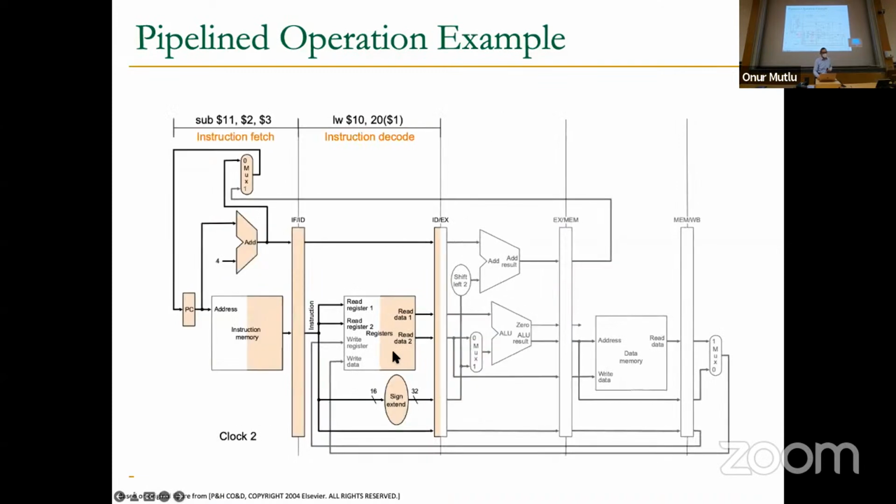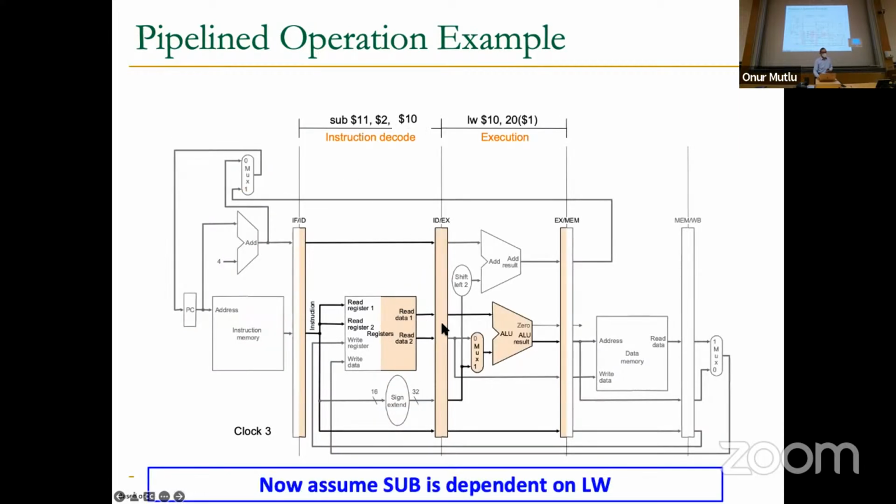For example, this load word, when it's going to write to register 10, resets the valid bit for register 10. And then when the subtract is going to read from register 10, it checks the valid bit. If the valid bit is 0, then it says, oh, I cannot move forward. So you need to do something to ensure that the subtract stays here. And we're going to see what that thing is.